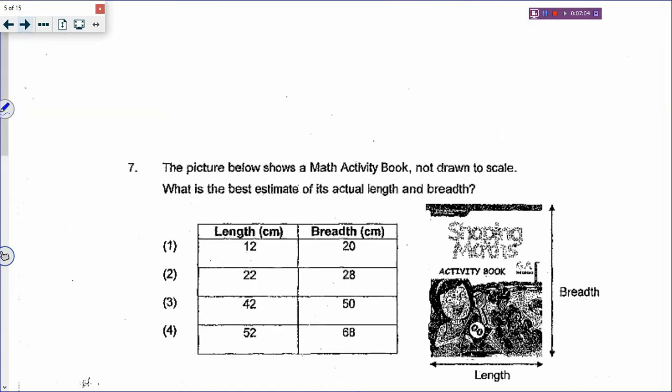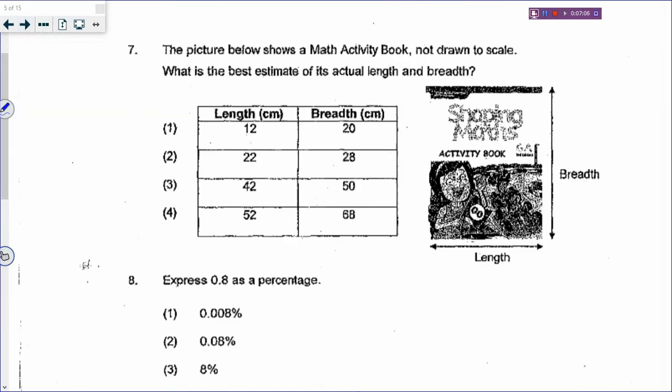Okay, number 7 is your estimation. Answer number 2. The picture shows a Math Activity Book, not drawn to scale. What is the best estimate for the actual length and breadth? Now you can see the length is usually the longer side, but not in this question. In this question, the length is actually the shorter side. So that is the trick. All of us will understand that the length is the longer side, but over here is different.